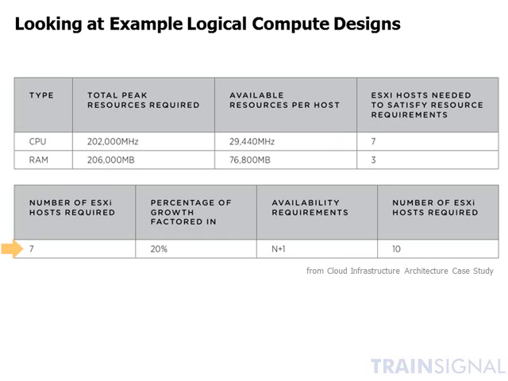And in the lower table, you see that we factor in the growth, we factor in the availability requirements. Here, the availability requirements are specifying N+1, which means we have a spare server for failure. We can still satisfy the resource requirements even if one host fails. And we arrive at a total number of ESXi hosts, the value being 10.